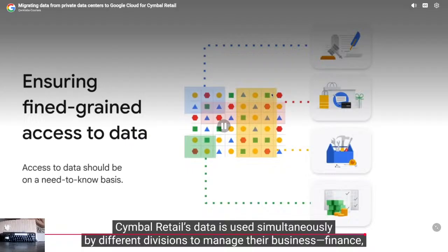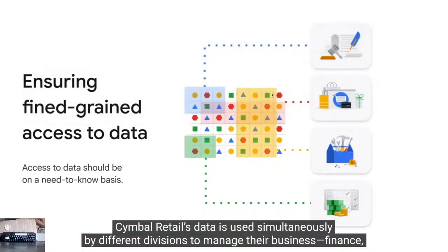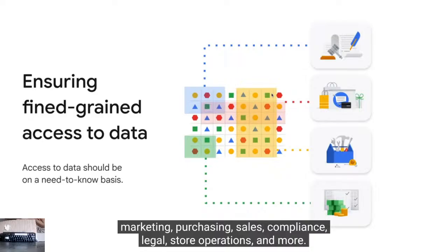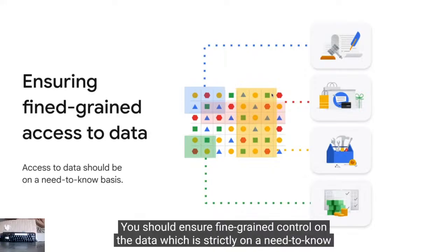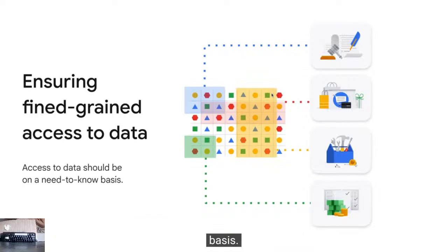Symbol Retail's data is used simultaneously by different divisions to manage their business: finance, marketing, purchasing, sales, compliance, legal, store operations, and more. However, all of these groups do not need access to all the data. You should ensure fine-grained control on the data, which is strictly on a need-to-know basis.